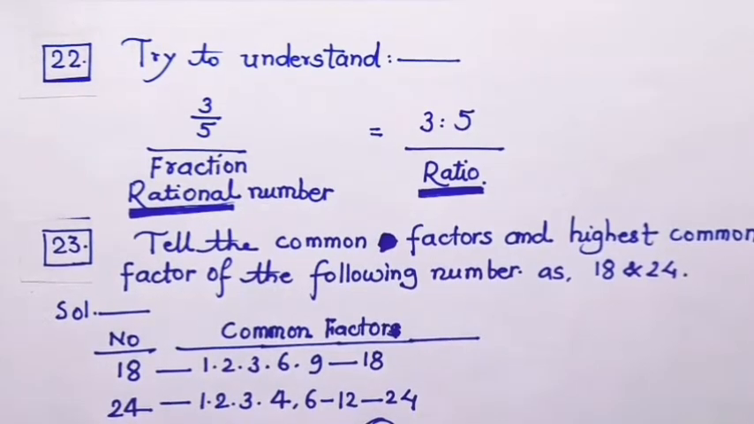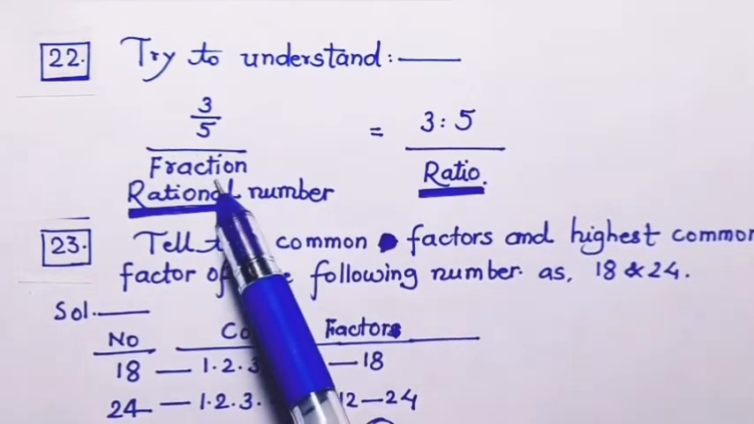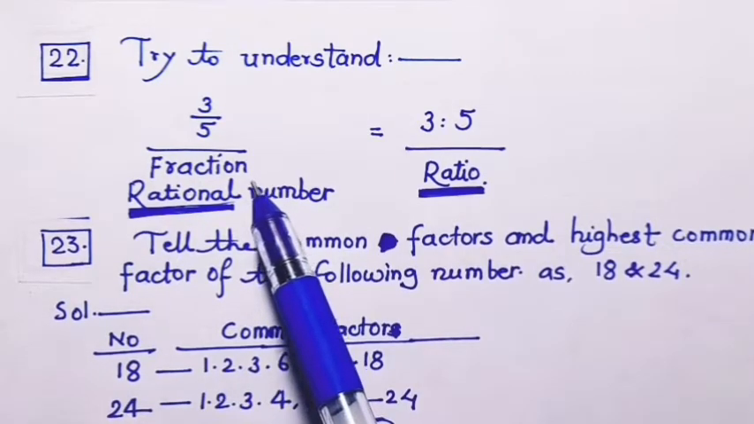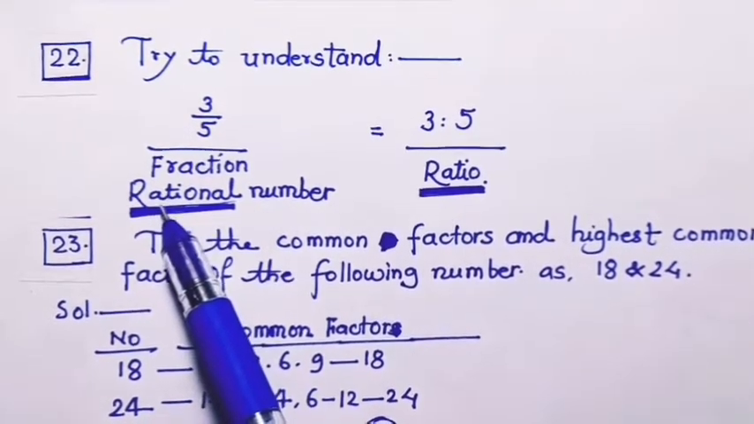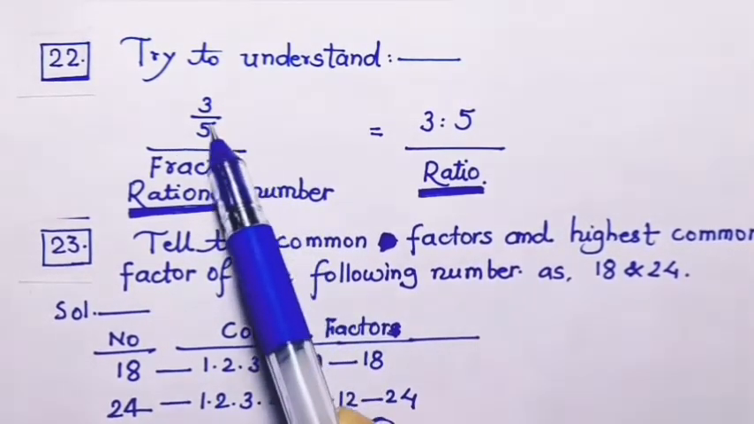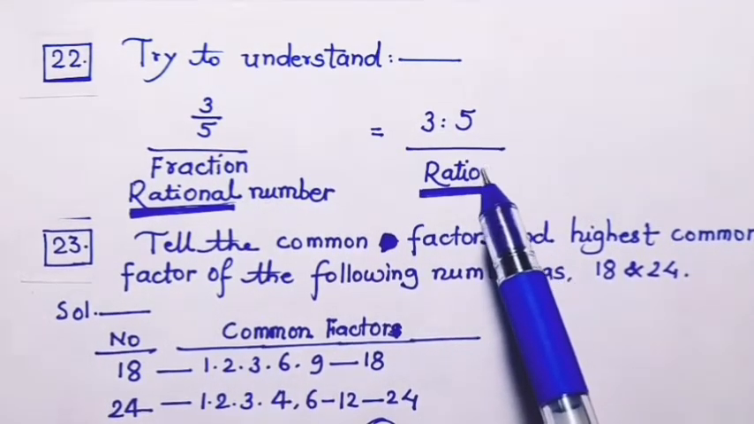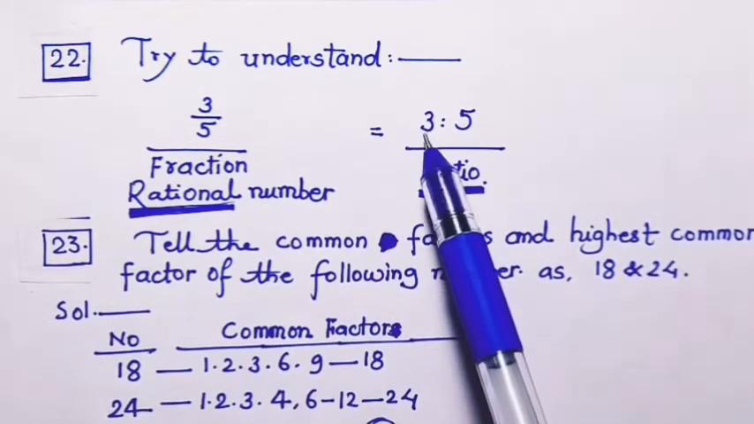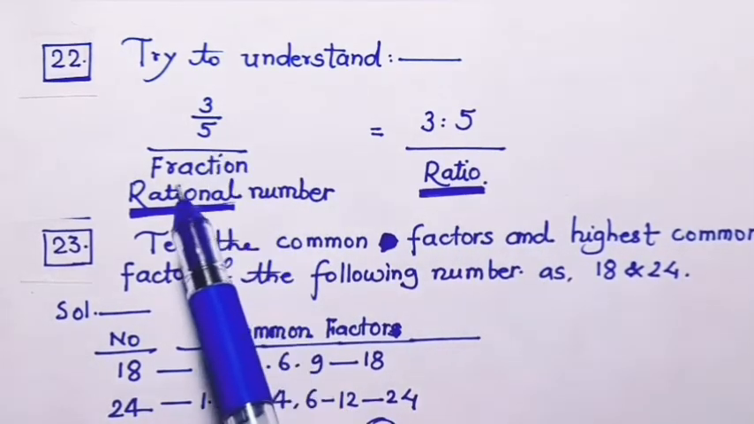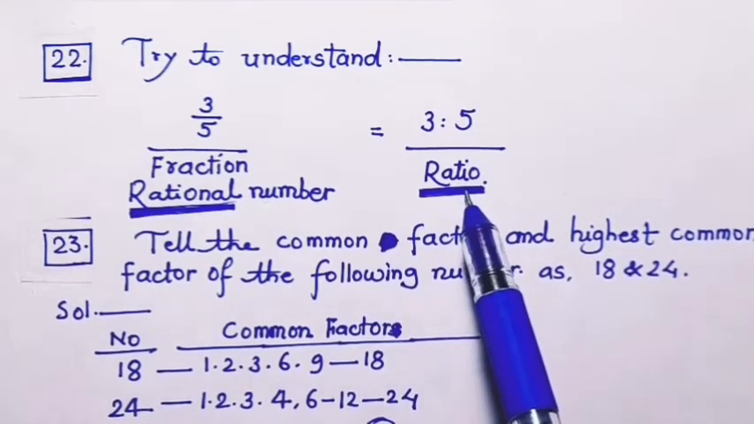Here it is written, try to understand, as for example 3 by 5, which is a fraction and also a rational number. When 3 by 5 is expressed as a ratio, it is 3 to 5. So 3 by 5 is a fraction, a rational number, and 3 to 5 is the ratio.